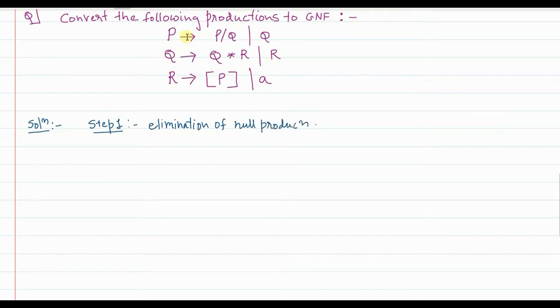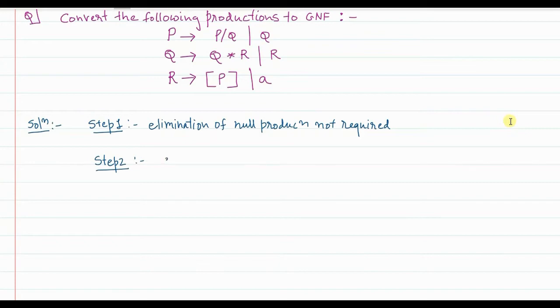Now you see, in these terms nowhere there is a null production. Okay, so I can say elimination of null productions is not required. Why? Because there are no nullable variables here. Is there any production of the type A gives null or B gives null? There are no such terms. So since there are no null productions involved, elimination of null production is not required. So we skip this step 1 and go to step 2.